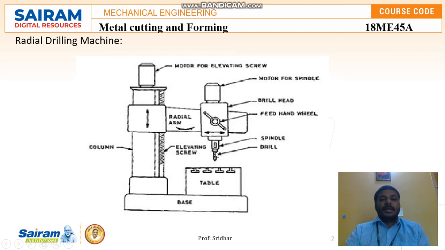The column mainly holds the radial arm. The radial arm is movable, and the workpiece table is fixed here. So this is about the radial drilling machine, and this is how it works. Now we'll see the functions of the major parts of a radial drilling machine.